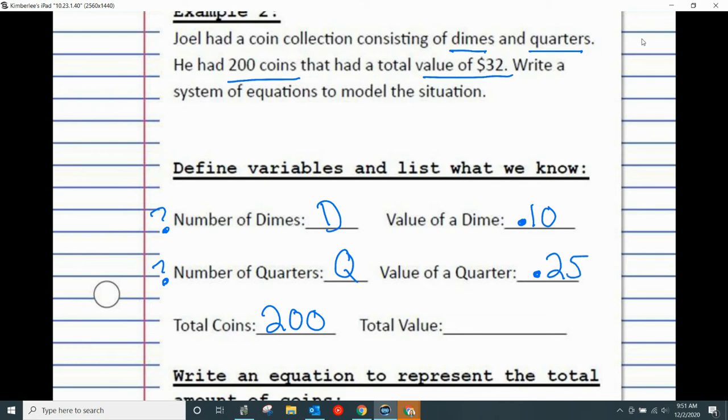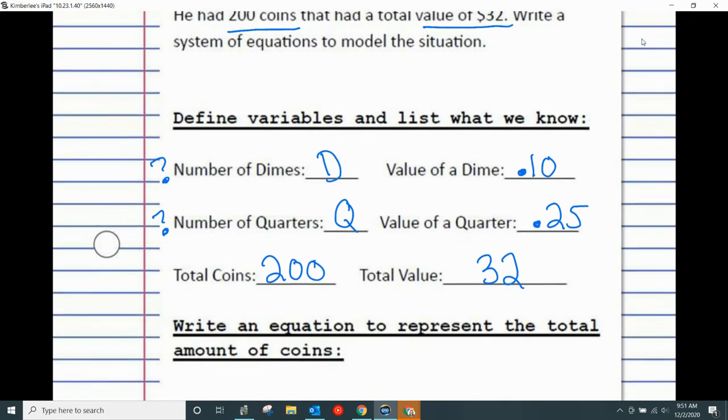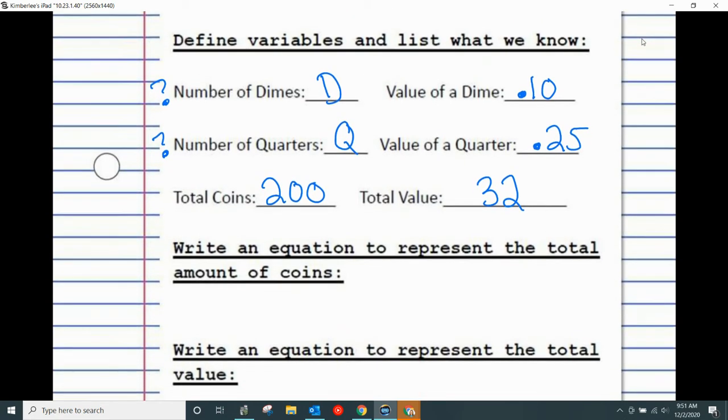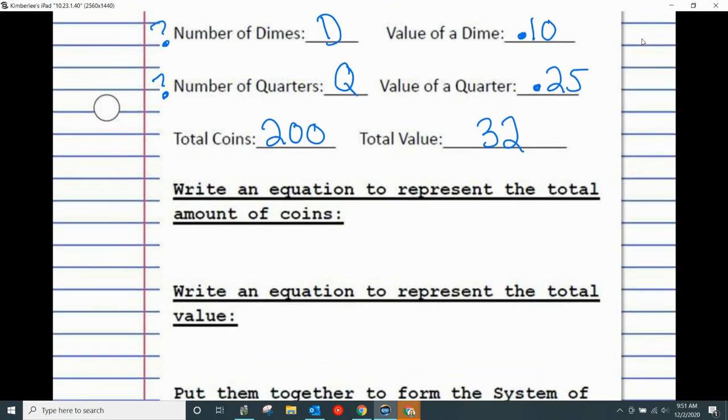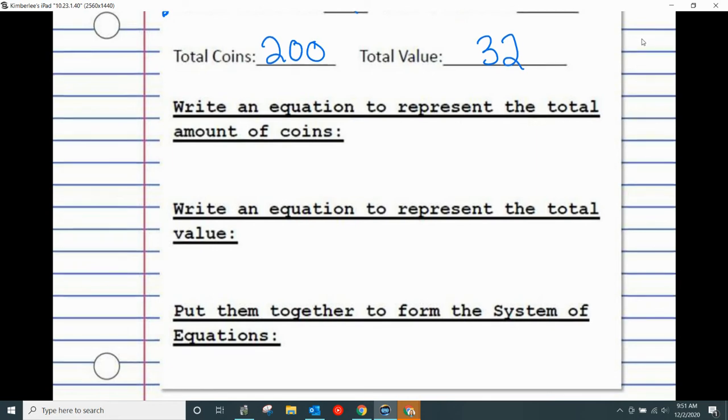So do I know the total value? Yeah, he had $32 worth. And see, now this is why I had to represent those as decimals, because I have $32. So I'm writing my money in terms of dollars, not cents. Okay, so write an equation to represent the total amount of coins. Well, that's easy. I know that if you add up your dimes plus the number of quarters you have, we should get 200 coins.